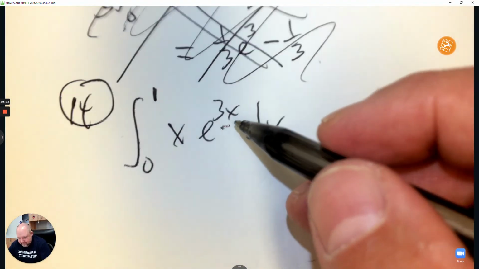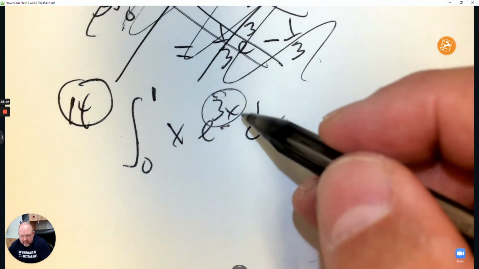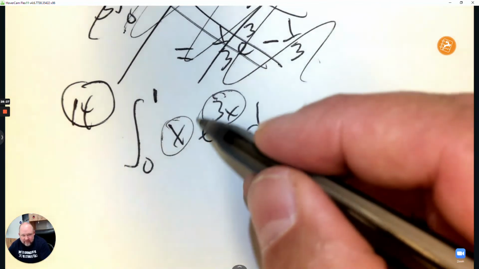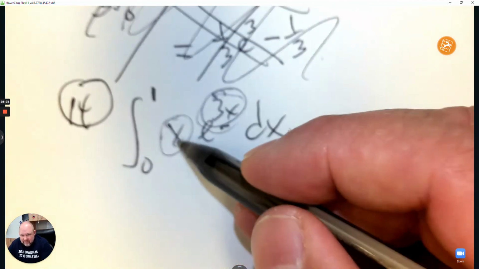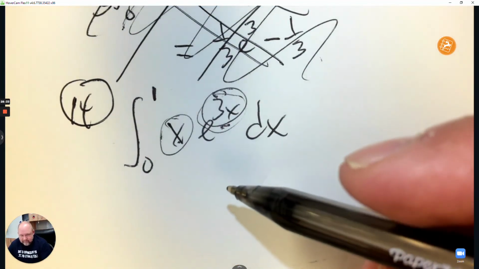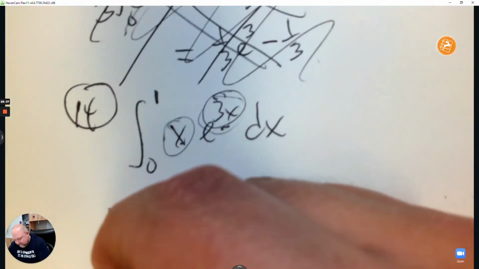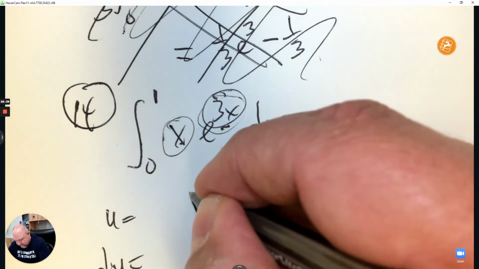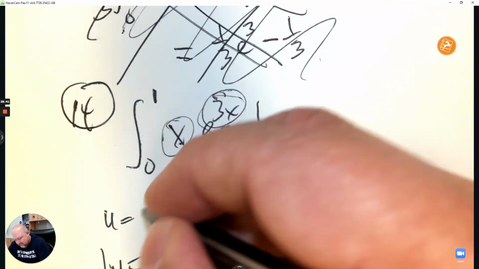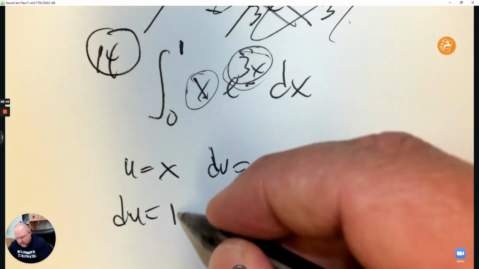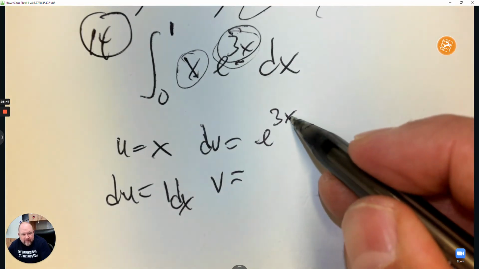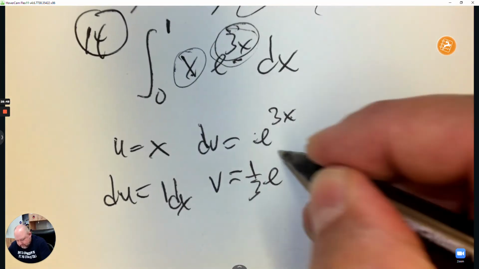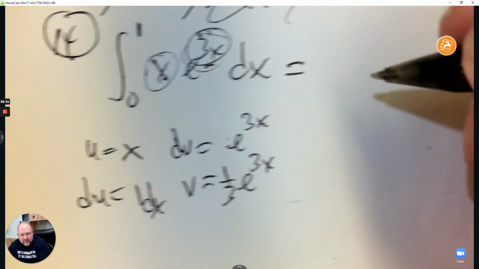I believe it. The derivative of 3x is 3. This is x. They're not like terms. So I have to do integration by parts. So now the derivative of this is 3, so I need a 1/3. Now I plug it into the formula.